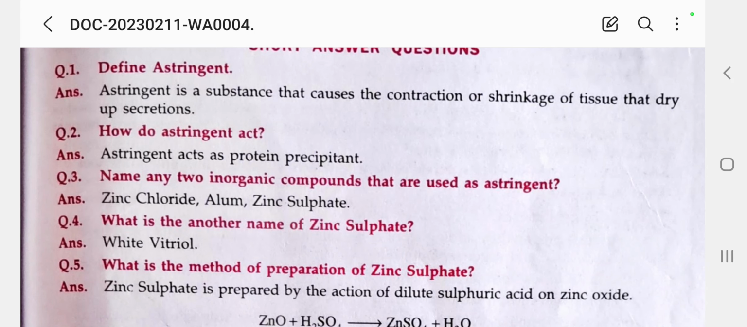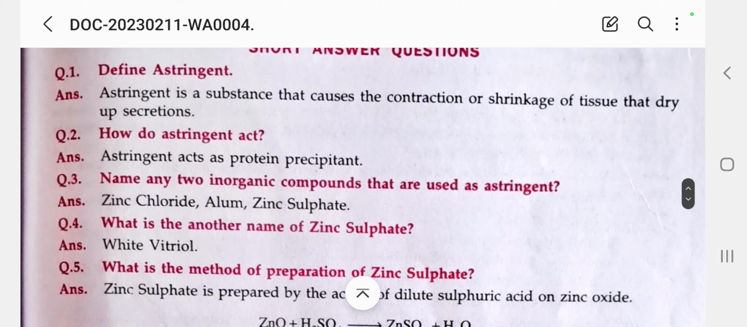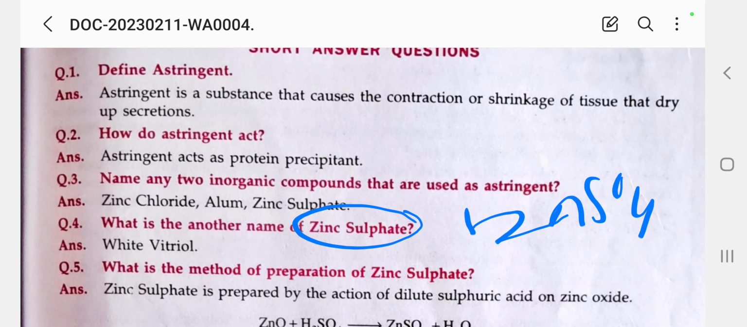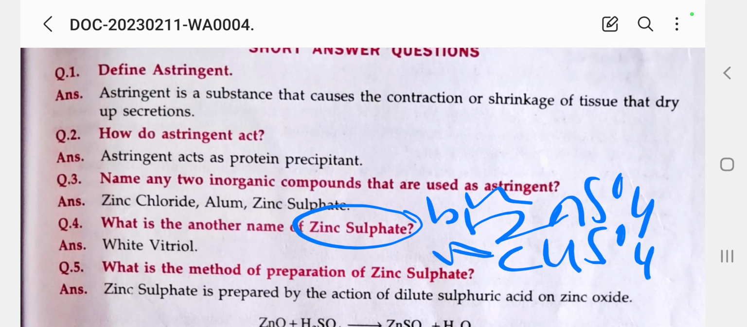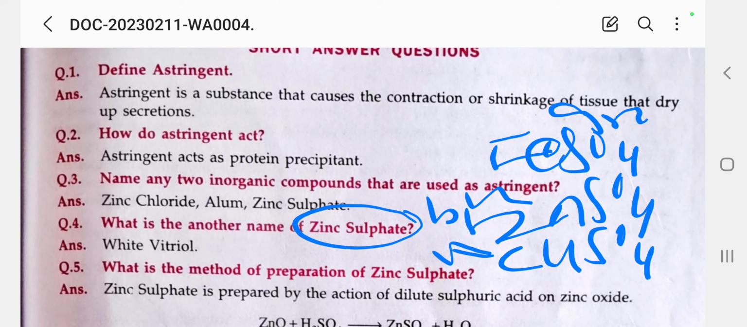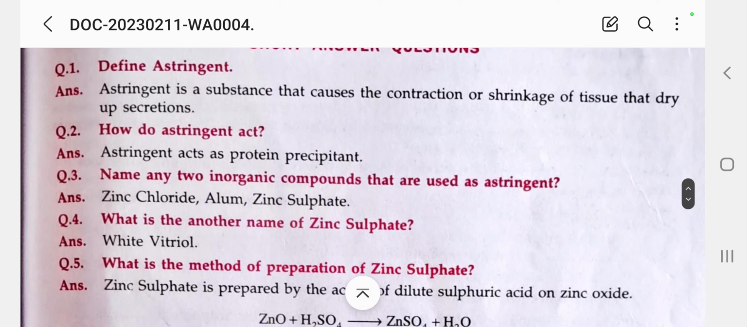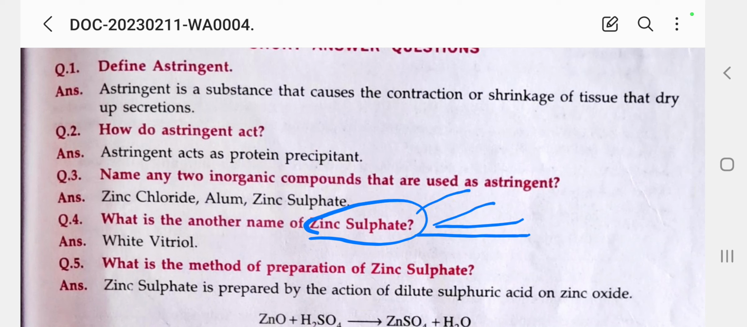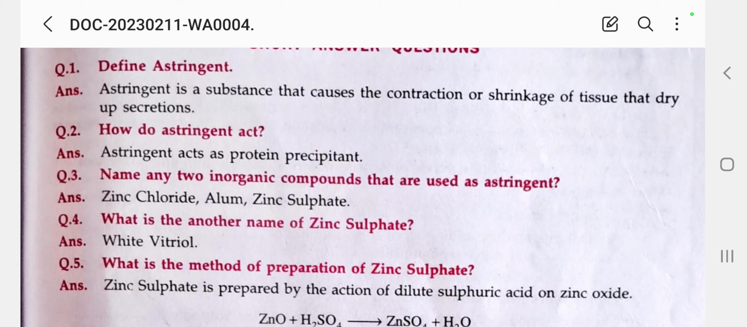Next, what is another name of zinc sulfate? White vitriol. Here zinc sulfate is known as white vitriol. Copper sulfate is known as blue vitriol, and ferrous sulfate is known as green vitriol. So zinc sulfate is white vitriol, copper sulfate is blue vitriol, and ferrous sulfate is green vitriol.